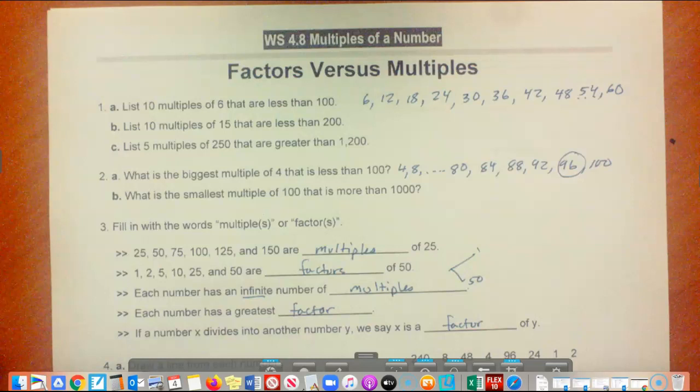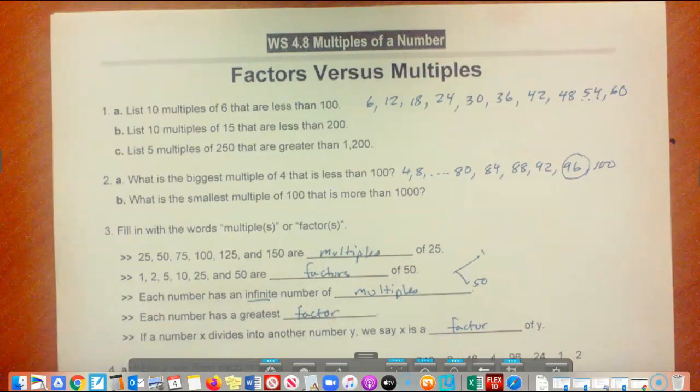1, 32, 2, 16. 3 doesn't go in there, 4 goes in there 8 times, 5 doesn't go in, 6 doesn't go in, 7 doesn't go in. Those are my factors.